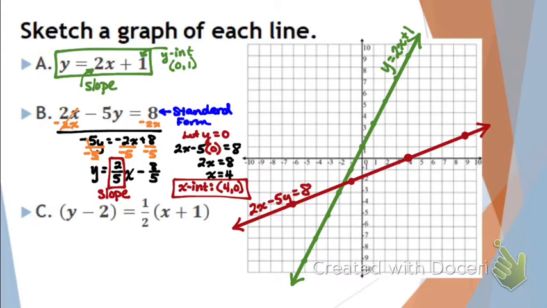One more line to graph. What form is this line currently in? Point slope form.